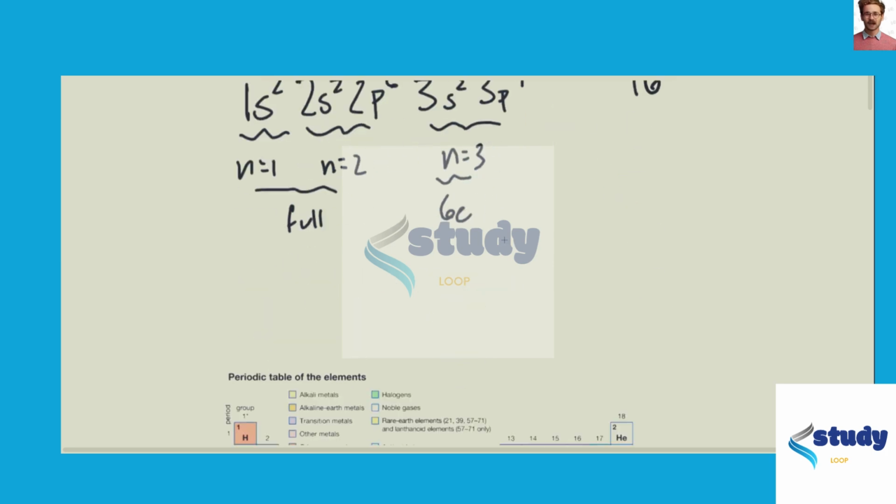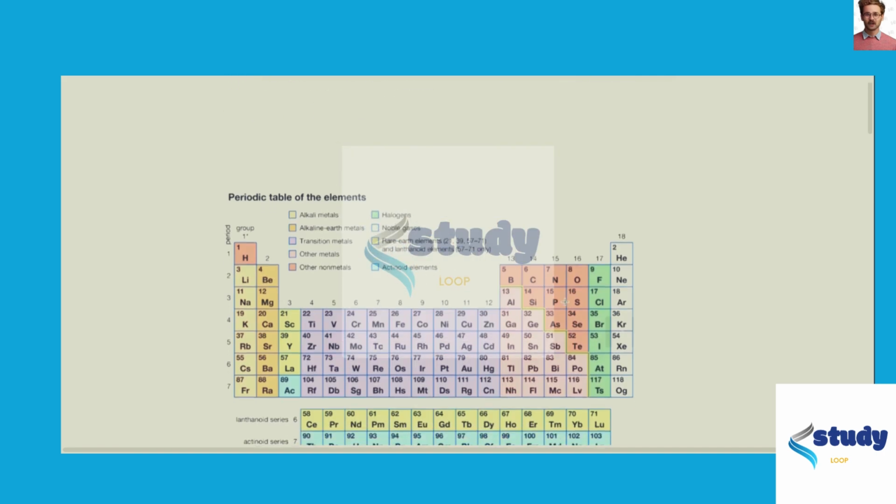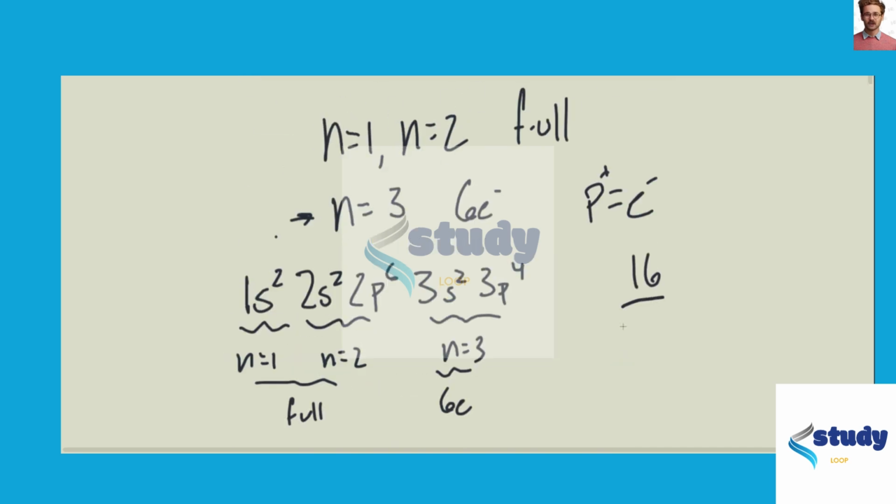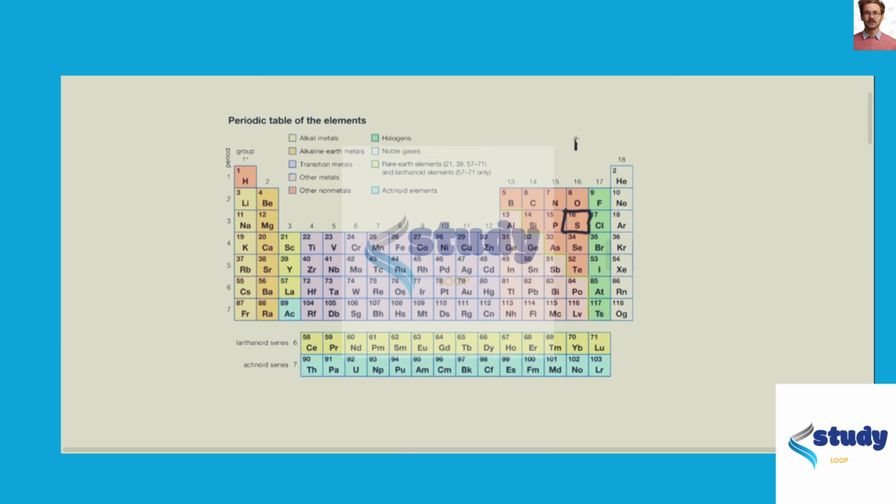So let's look at a periodic table. Element number 16 is sulfur. So this is sulfur. Okay, so that's the element. What is sulfur's group number? Again, we'll look at the periodic table. It's group number 16, also known as 6A.